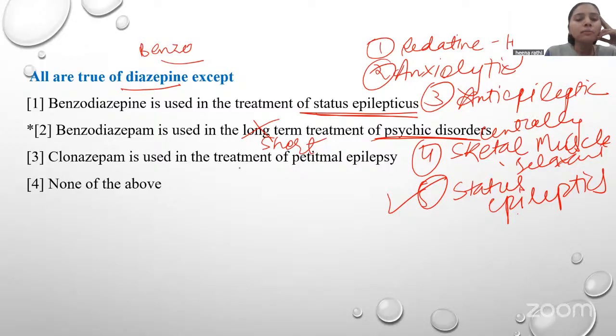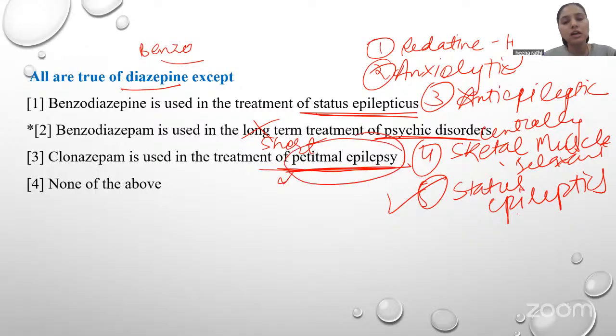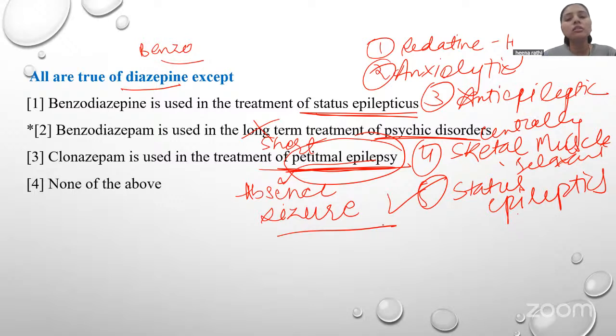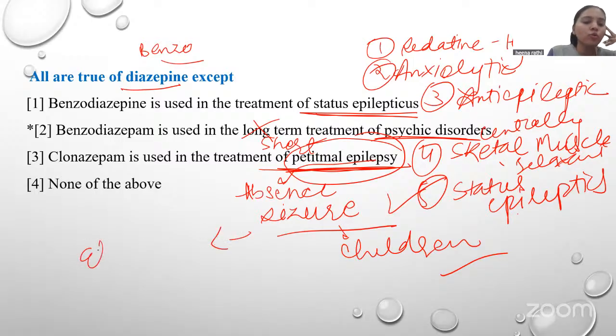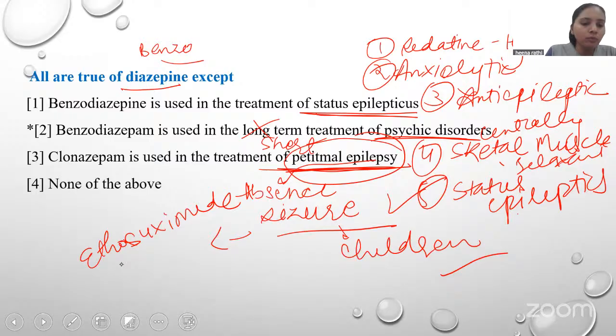Clonazepam is used for petit mal epilepsy. We have seen that epilepsy is of various types: grand mal epilepsy, petit mal epilepsy. Petit mal epilepsy is also known as absence seizure epilepsy. It is mainly seen in children. The children used to stare at one position. In that condition also, we can use clonazepam, but the drug of choice in this case is ethosuximide. Ethosuximide is the drug of choice for absence seizures.